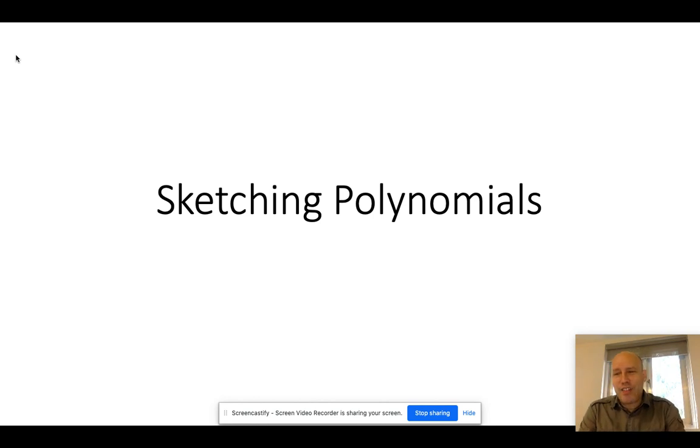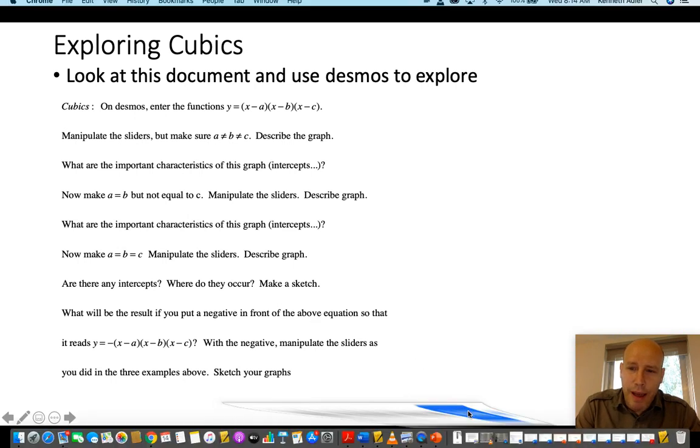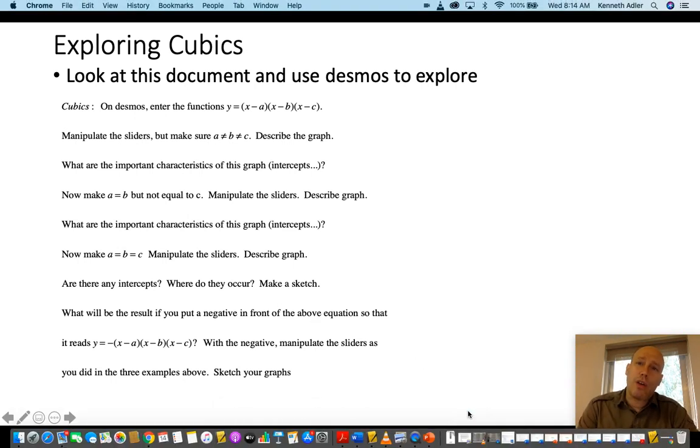Okay, guys, the next unit, 3C, is sketching polynomials. Let's hide this. I asked you to do this Desmos exercise on cubics. Just explore this. If you haven't done it, just go through this. It's very straightforward.